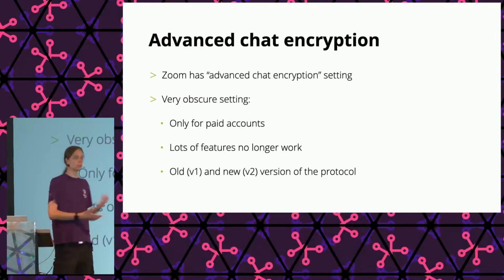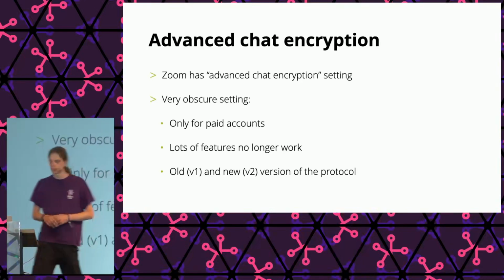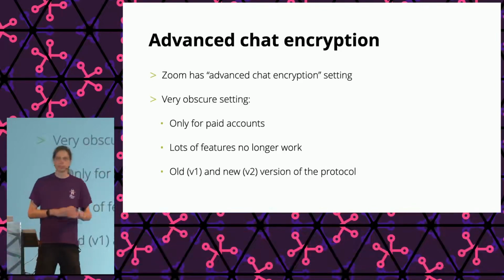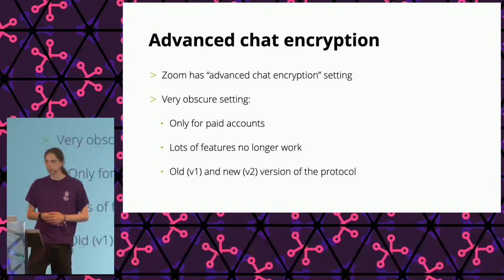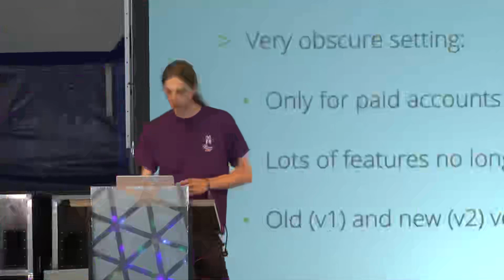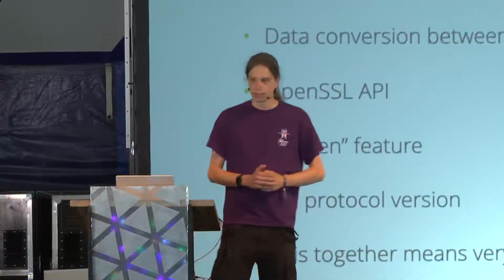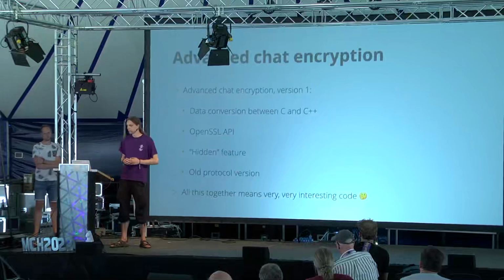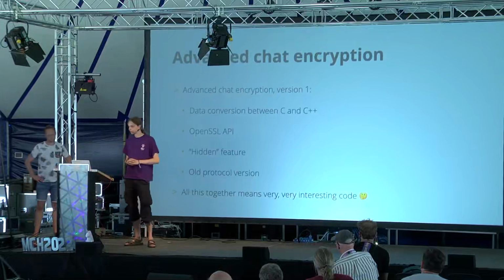What's even more interesting is that there were two versions of this protocol in the code. There's an older version 1 and a version 2. If you started a new chat, it would start version 2. But if you sent it a version 1 message, it would still respond to that, and the protocol was still implemented, even though it was no longer in active use. So if you combine all of this with the fact that it was using OpenSSL, we thought this was a good area to focus on for our research.